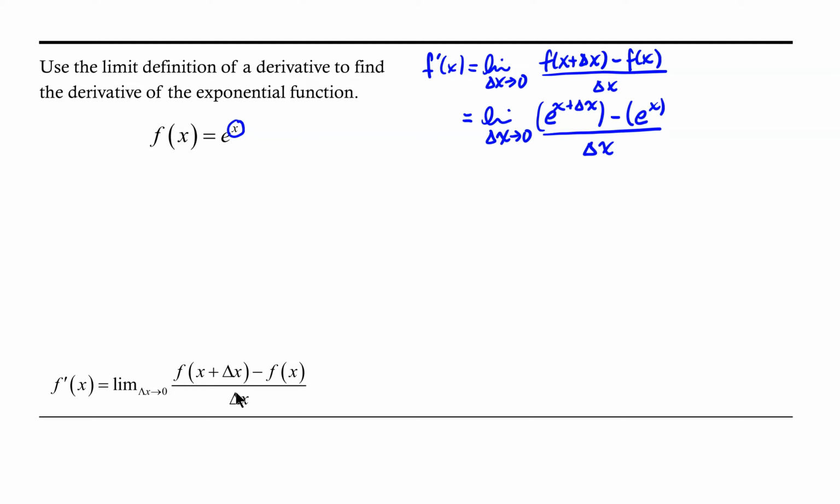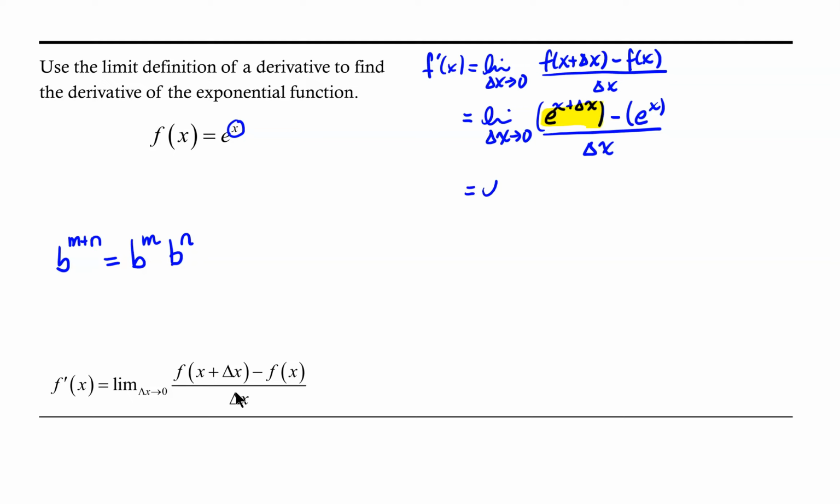Now, as delta x goes to 0, both our numerator and our denominator are headed to 0. So we need to use some algebra to help us simplify things a little bit. One thing that we can do is there is a property of exponents that says that a base to a power that is a sum, that is b to the m plus n power, is equal to b to the m times b to the n. So we're going to use that property on our exponential function right here.